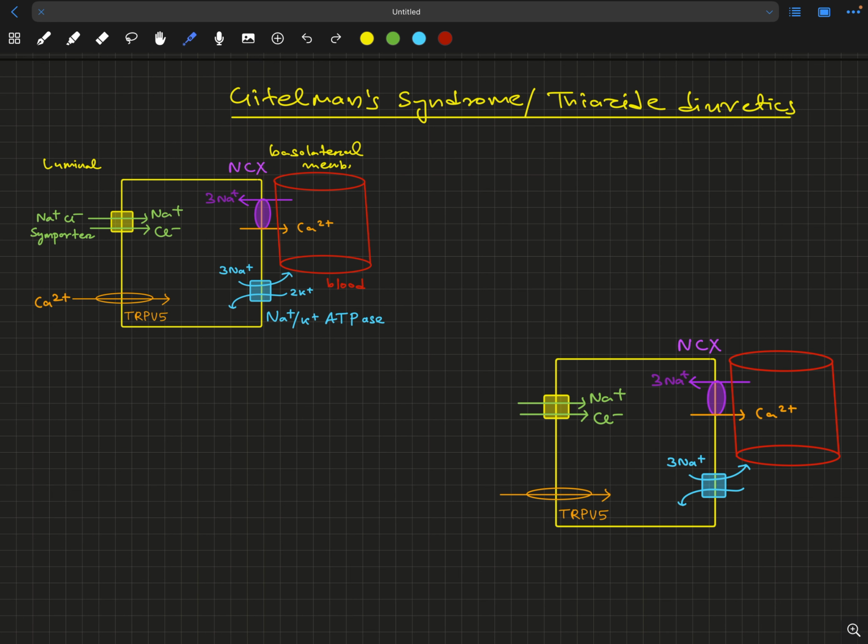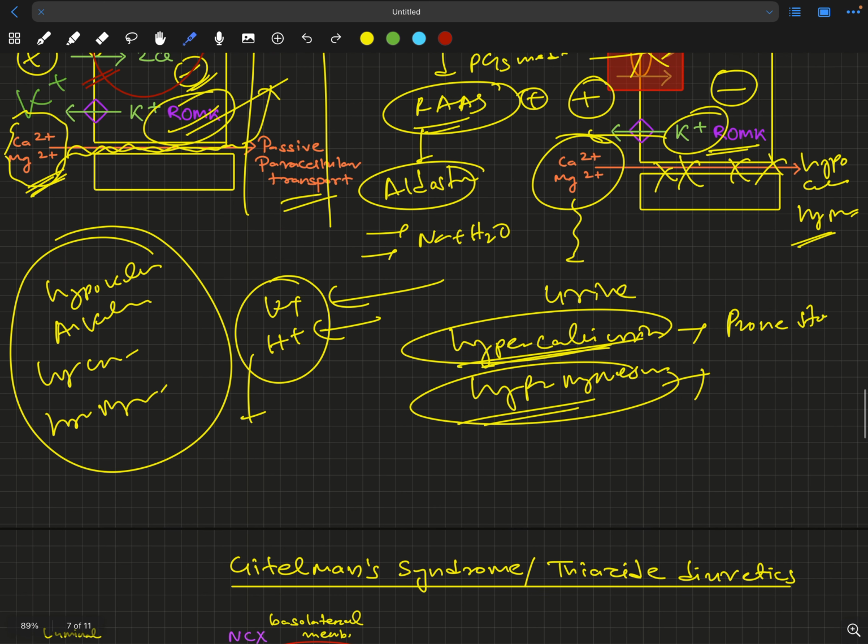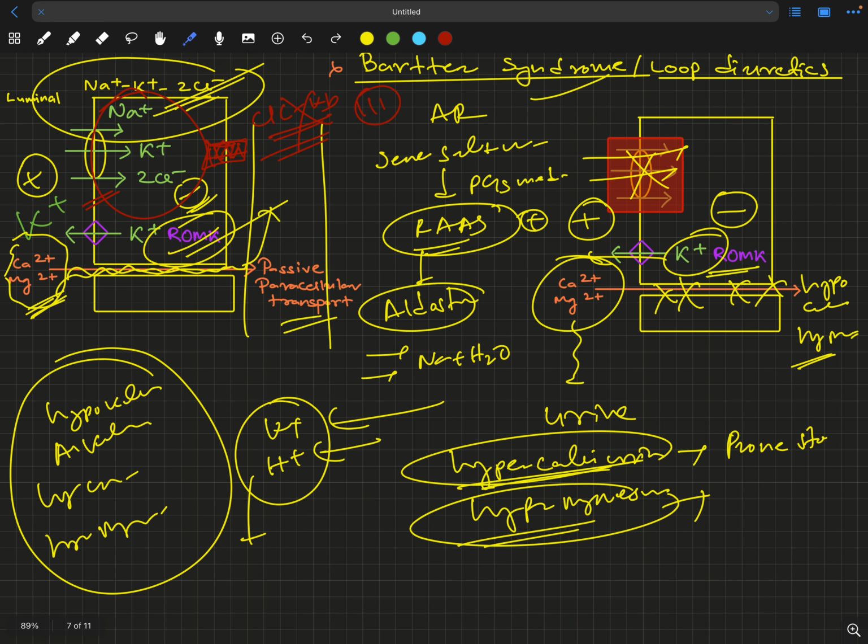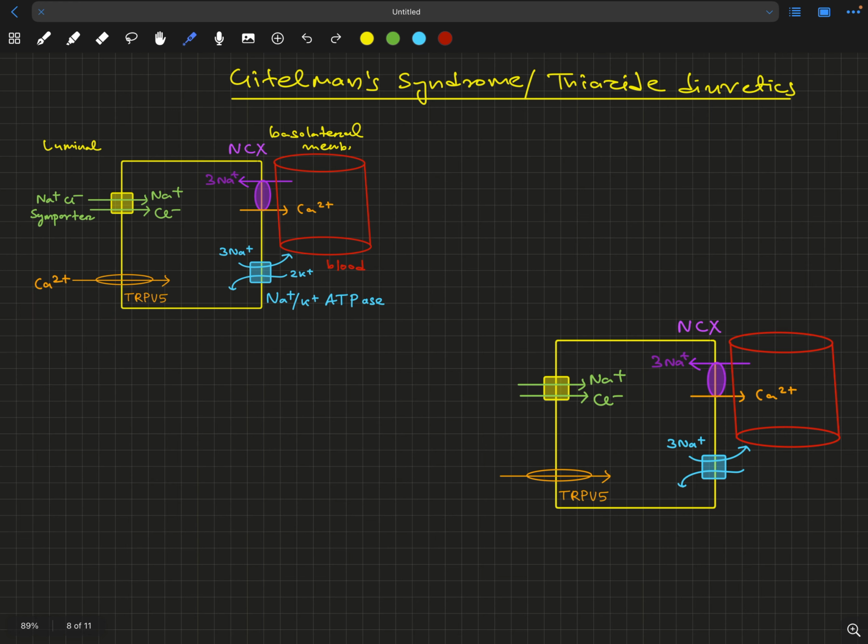The catch here is that this proper channel for calcium was not present in the thick ascending loop of Henle, where loop diuretics act. There is no proper channel for calcium and magnesium there, so they pass by passive paracellular transport. And here there is a channel for calcium, so if calcium enters the cell, it will enter through this only.